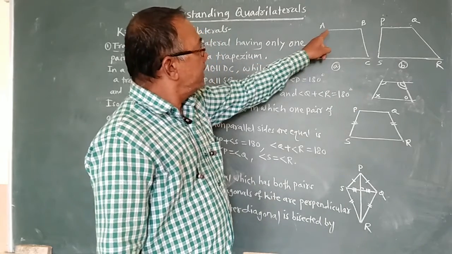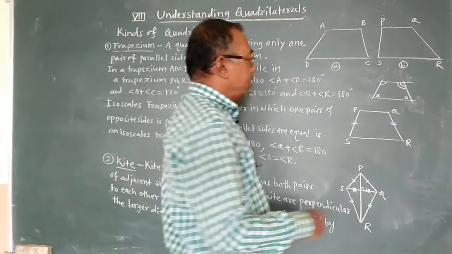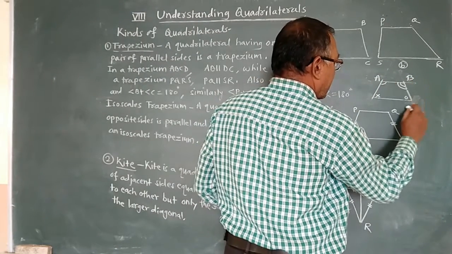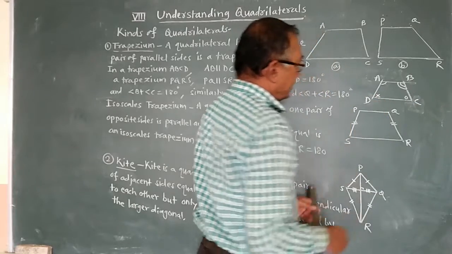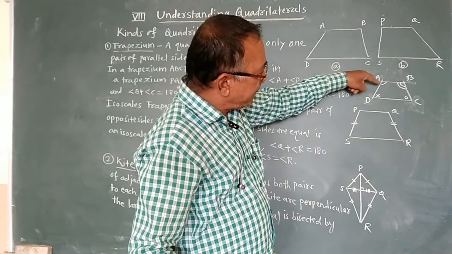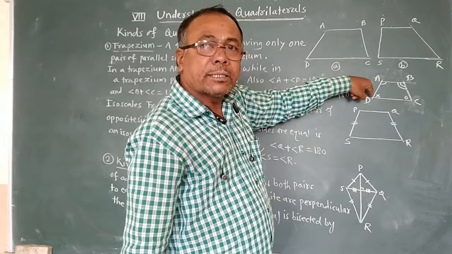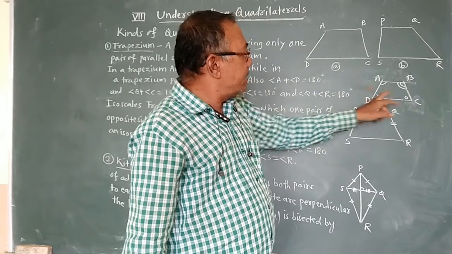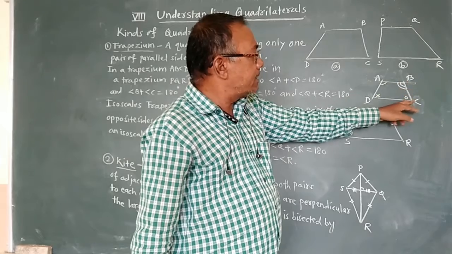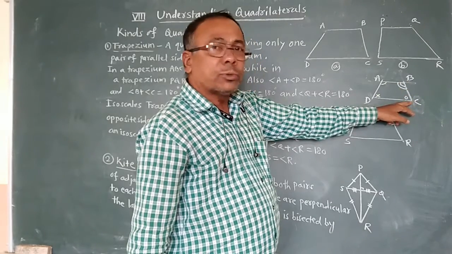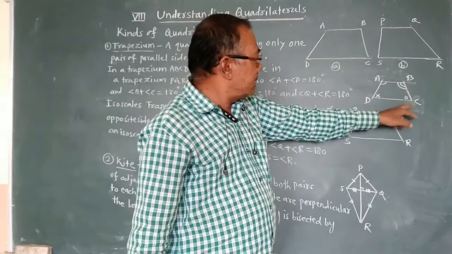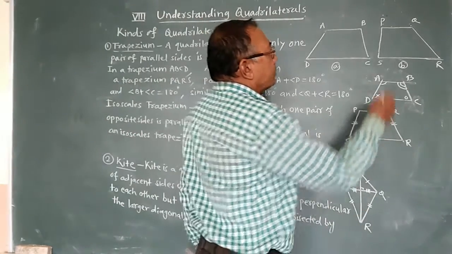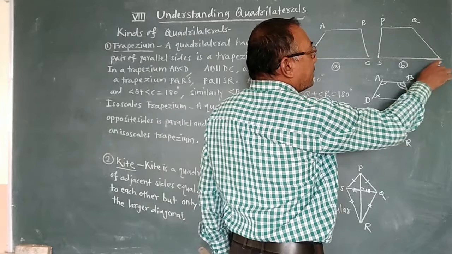In this way, here if we give the names A, B, C and D, then we see that angle A and angle D are supplementary, the sum of these two angles is 180 degrees. Similarly, angle B and angle C are also supplementary. Therefore, angle B plus C is equal to 180 degrees.